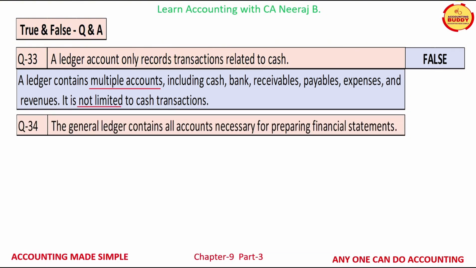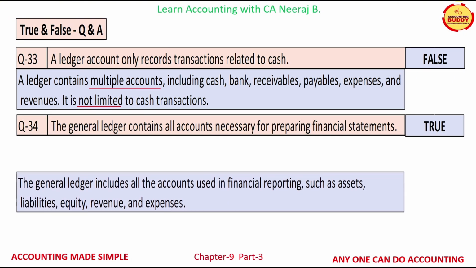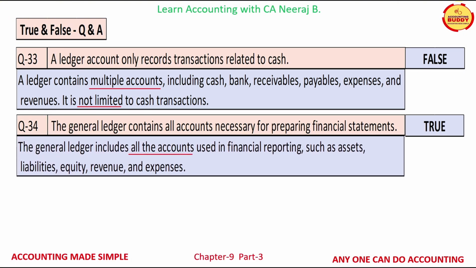Question number 34 is the general ledger contains all accounts necessary for preparing the financial statements. This is a true statement. The general ledger includes all accounts used in financial reporting such as assets, liabilities, equity, revenue and expenses.